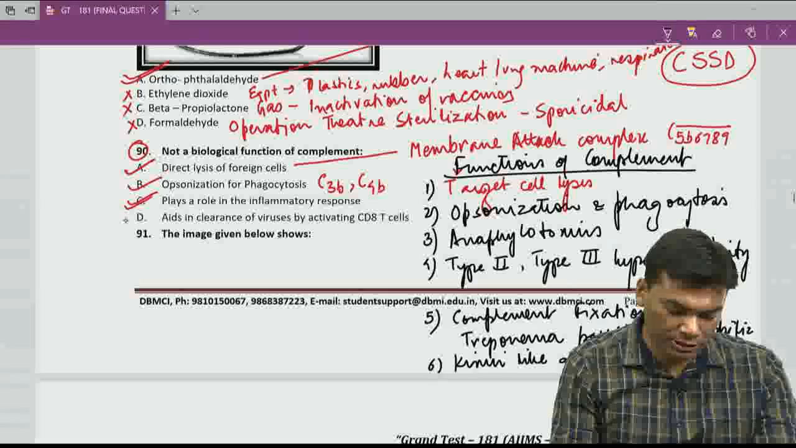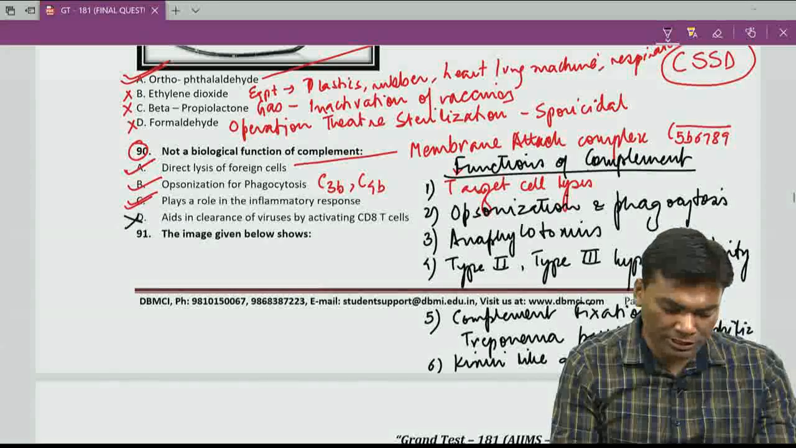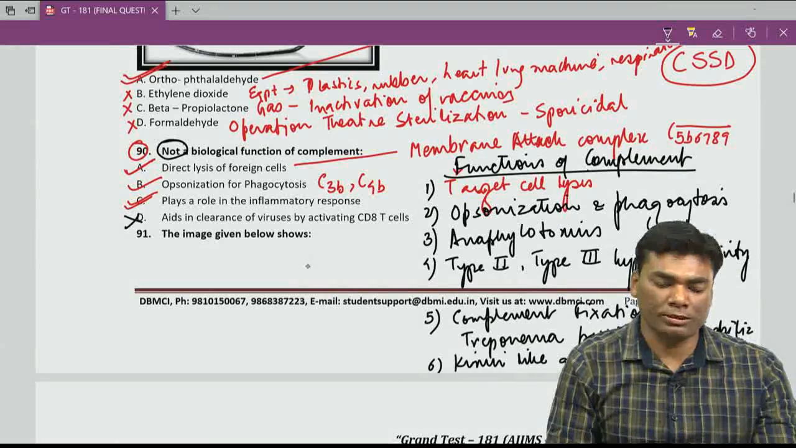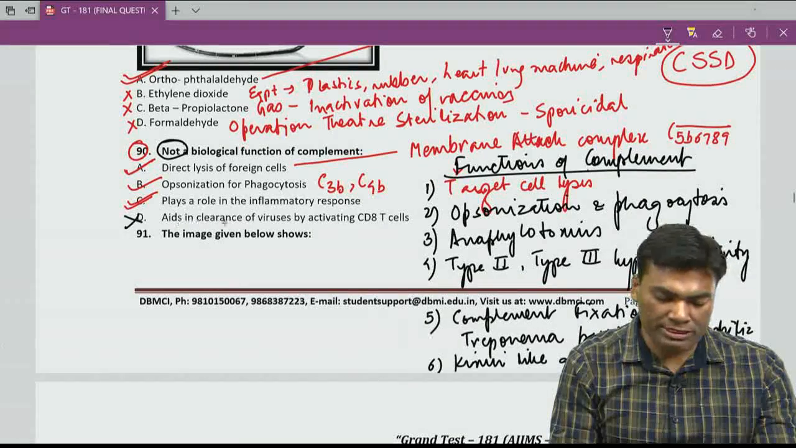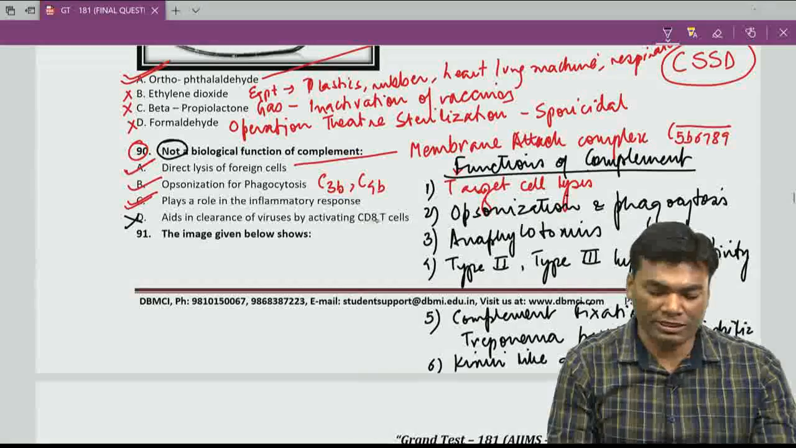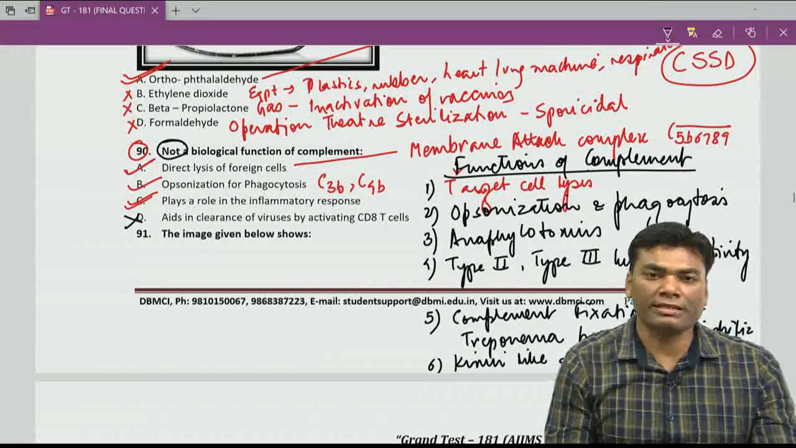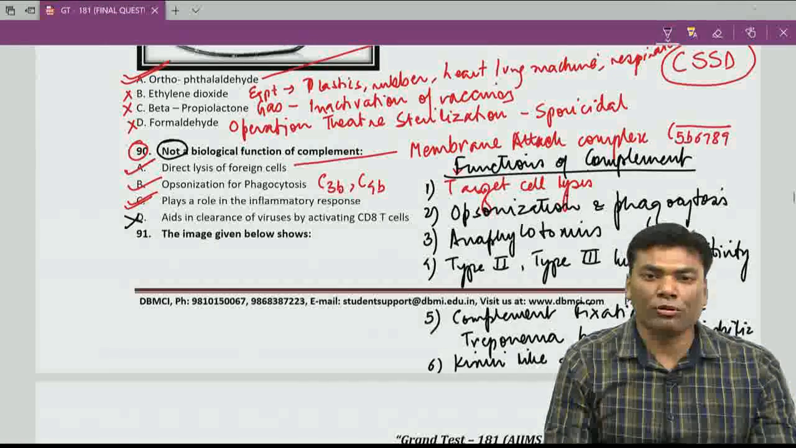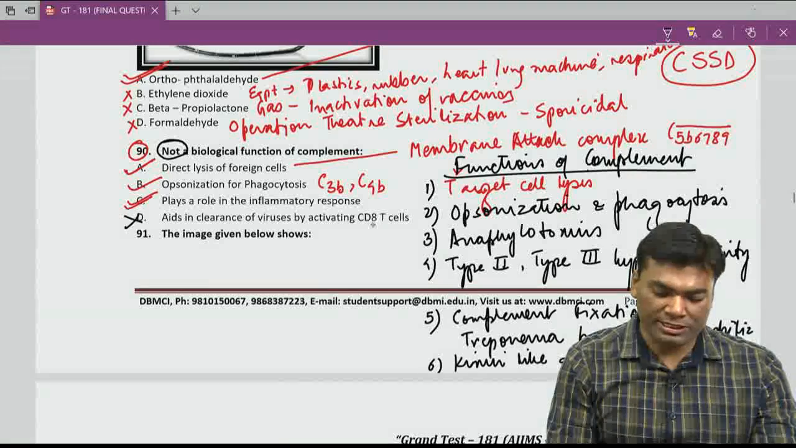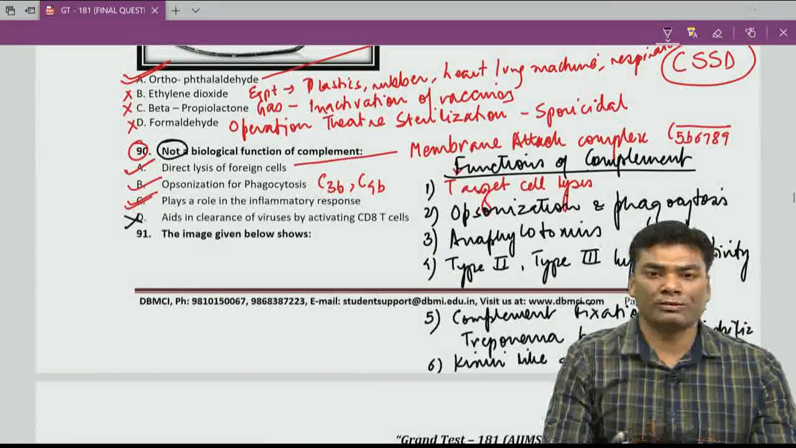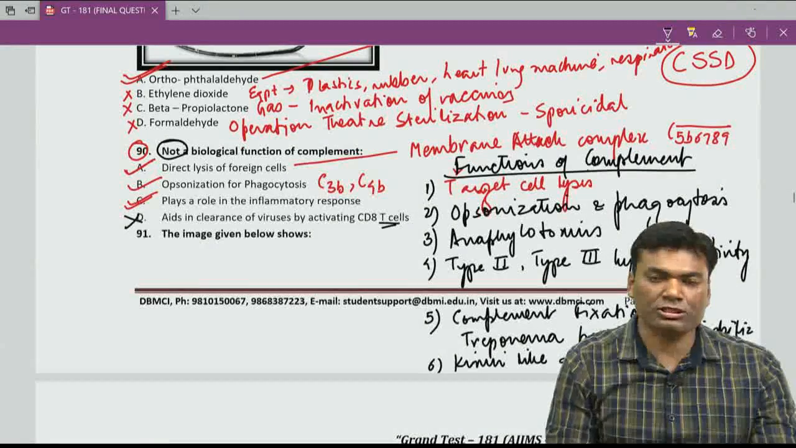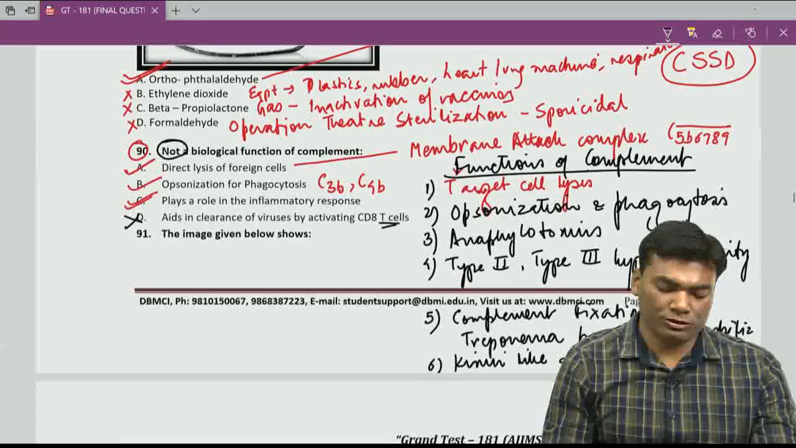So here the answer is this, because it does not aid in the clearance of viruses. So the question is saying not a biological function of complement. So the answer is it does not aid in the clearance of viruses by activating CD8 T cells. Now remember that the classical pathway of the complement gets activated by the antigen and antibody complex, right. So CD8 cells act well before the formation of the antibodies, at the T cell level. So this is not a function of complement.